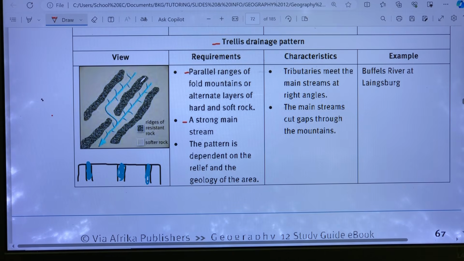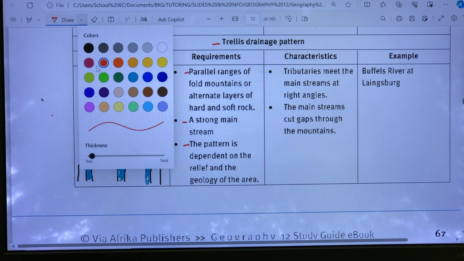So it has a strong mainstream. As you can see, this tributary is very, very long. So the mainstream is obviously going to be strong, with high discharge, or great discharge. So the main pattern is dependent on the relief and the geology of the area. In order for a trellis pattern to form, these requirements must be met. The underlying rock should be composed of soft rock as well as ridges of resistant rock. That's how it goes.